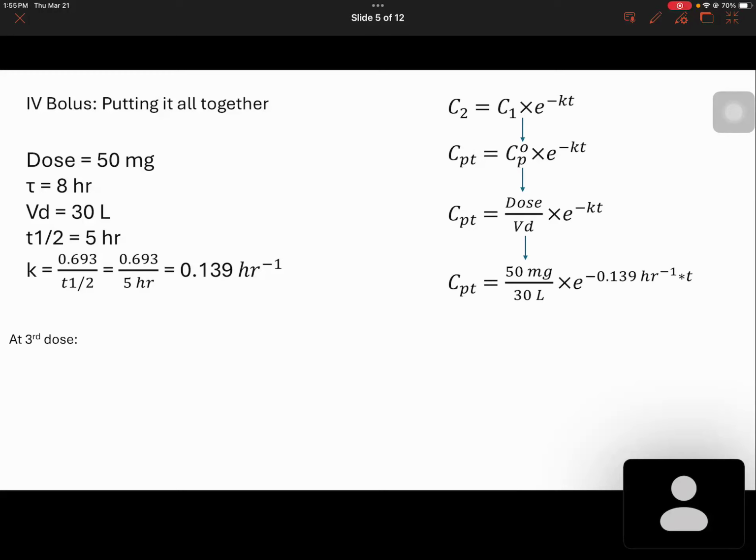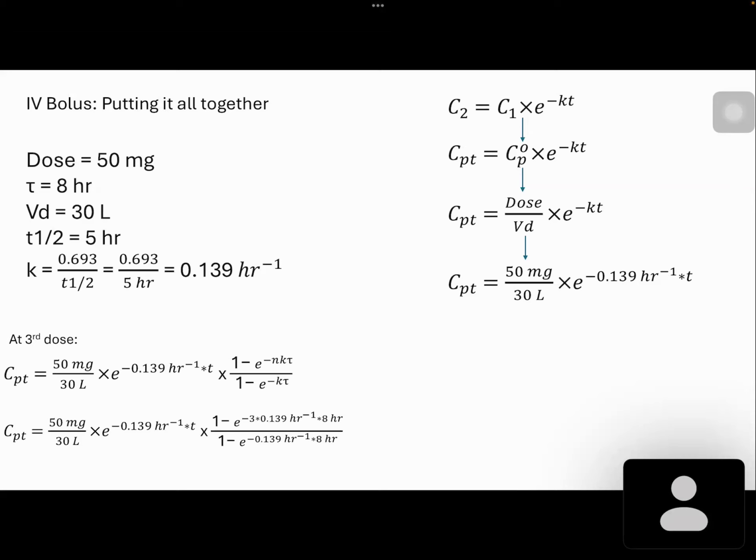Say we want to find the third dose. This is where we want to get our multiple dosing factor involved. We would take our initial equation, CPT is equal to 50 milligrams over 30 liters times e to the negative 0.139 hours to the negative 1 times t. Then we multiply by our multiple dosing factor, which is 1 minus e to the negative nk tau, all over 1 minus e to the negative k tau. If we do that, we get 1 minus e to the negative 3 for our n times our k times our tau, all over 1 minus e to the negative 0.139 hours to the negative 1 times our tau.